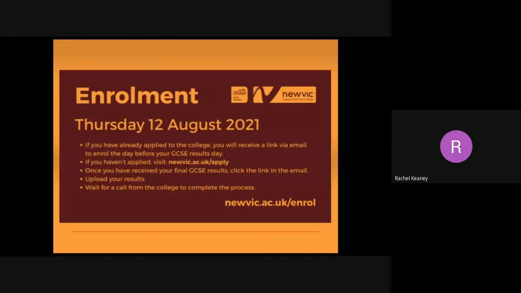Okay, so if there are no further questions, let's just move on to the final slide. So just a reminder about enrolment. It's happening on Thursday, the 12th of August. If you've already applied to the college, you'll receive a link via email to enrol the day before your GCSE results day. If you haven't applied, visit newvic.ac.uk/apply. Once you've received your final GCSE results, click the link in the email, upload your results and wait for a call from the college to complete the process.